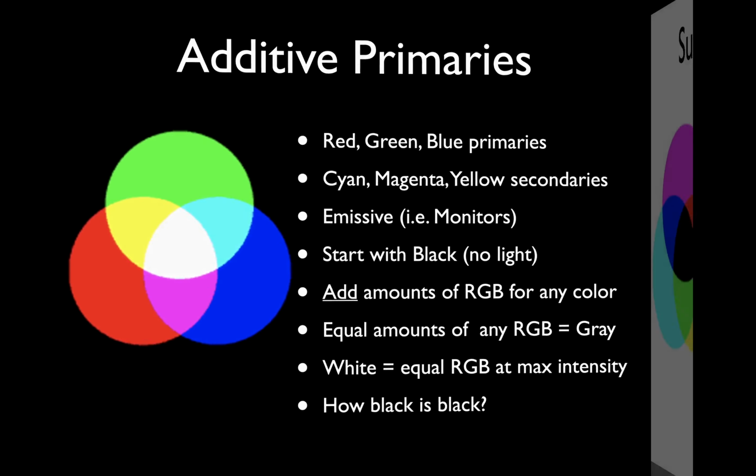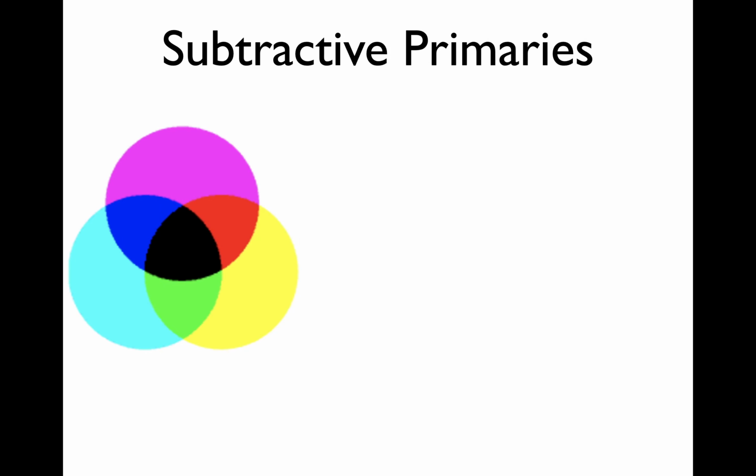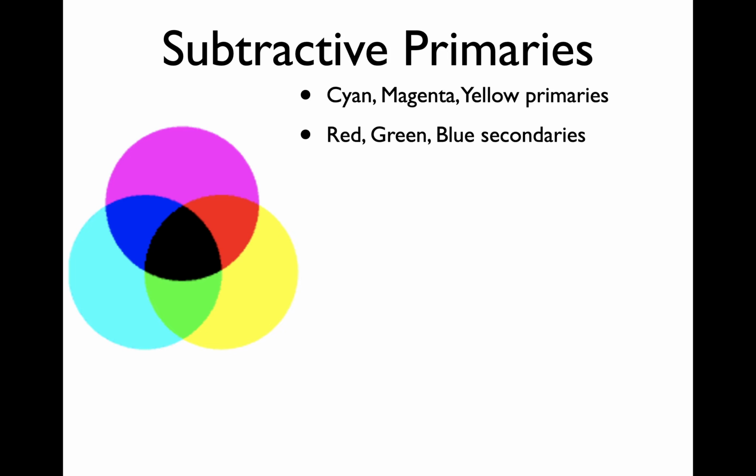So how black is black? We've already looked at it. Subtractive primaries. Cyan, magenta, yellow are the primaries in a subtractive system. Red, green, and blue are the secondaries. So we think of these as ink. Why?